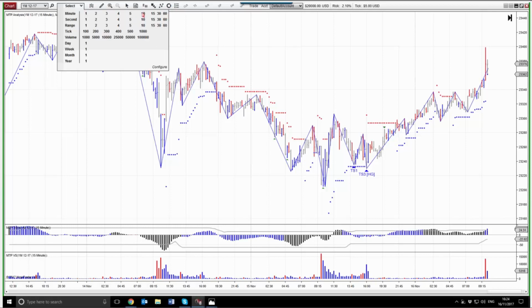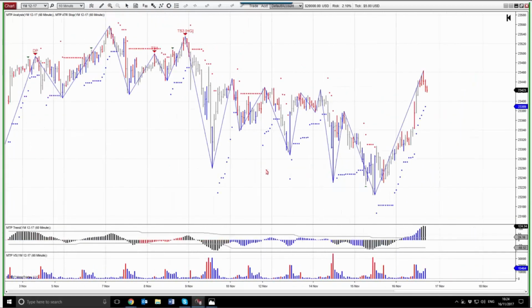So if you're looking at a 15-minute chart, you'd go out to the 60-minute. If you're, say, looking at a daily chart, you go out to the weekly. If you're, say, looking at Forex charts on a 4-hour or 8-hour, you'd probably go out to the daily chart. So you're looking for a logical time frame above that you're trading off.